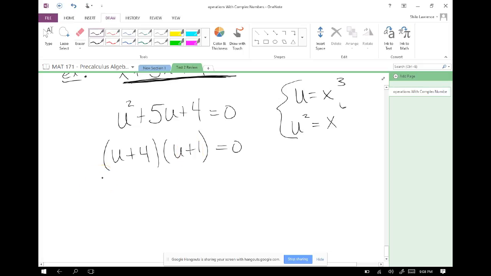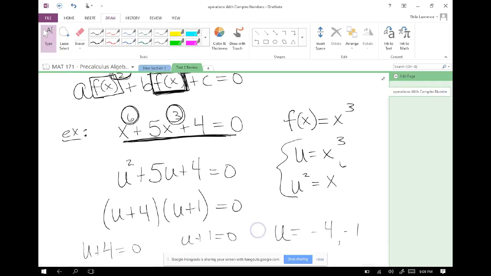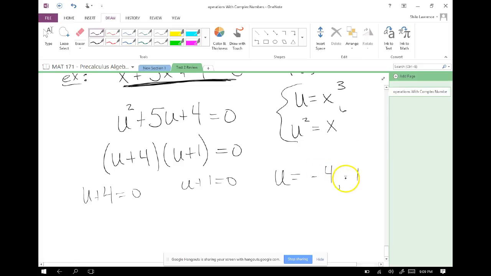So with solving by factoring, if we can get it factored, then we can separate. So I get u equals -4 and -1. That wasn't our main objective from the get-go, though. Our objective was to solve for x. But we've almost got it. I've got u is -4 and -1. So now we need to go back to the substitution we did. U is x cubed. So I'm going to replace u with x cubed. So x cubed is -4 and -1.